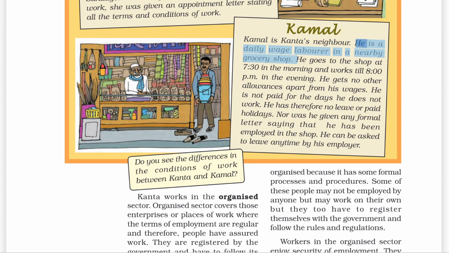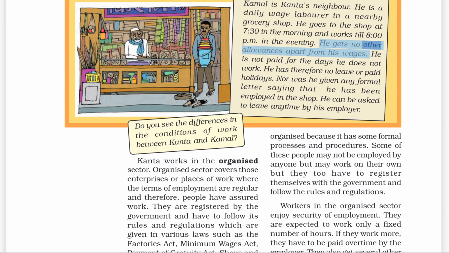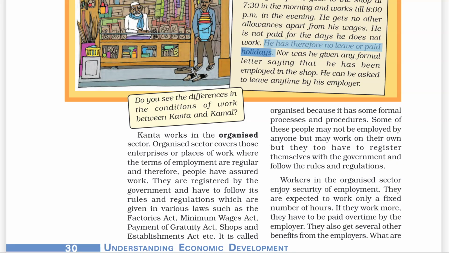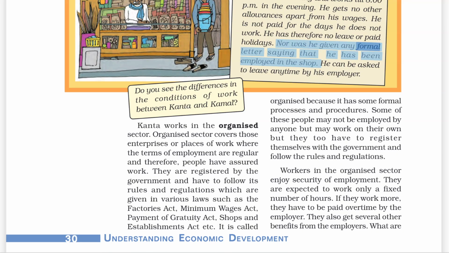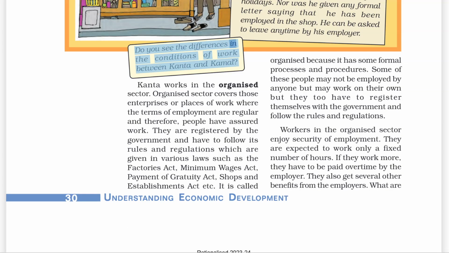Kamal is Kanta's neighbor. He is a daily wage laborer in a nearby grocery shop. He goes to the shop at 7:30 in the morning and works till 8 p.m. in the evening. He gets no other allowances apart from his wages. He is not paid for the days he does not work. He has therefore no leave or paid holidays. Nor was he given any formal letter saying that he has been employed in the shop. He can be asked to leave any time by his employer. Do you see the differences in the conditions of work between Kanta and Kamal?